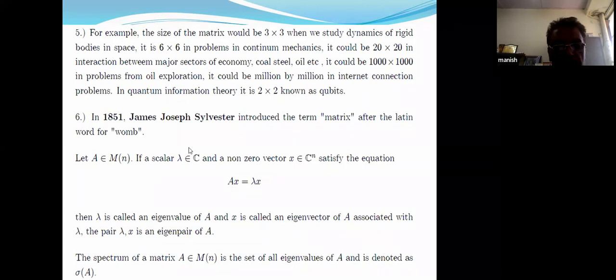Now, eigenvalues. If A is a square matrix and lambda is a complex number, and we have a non-zero vector x belonging to Cn, and if we have this equation, Ax is equal to lambda x, then lambda is an eigenvalue of A, and x is called an eigenvector of A associated with lambda. The pair (lambda, x) is called an eigenpair. The set of all eigenvalues is called the spectrum of the matrix, and we denote it here by sigma(A).